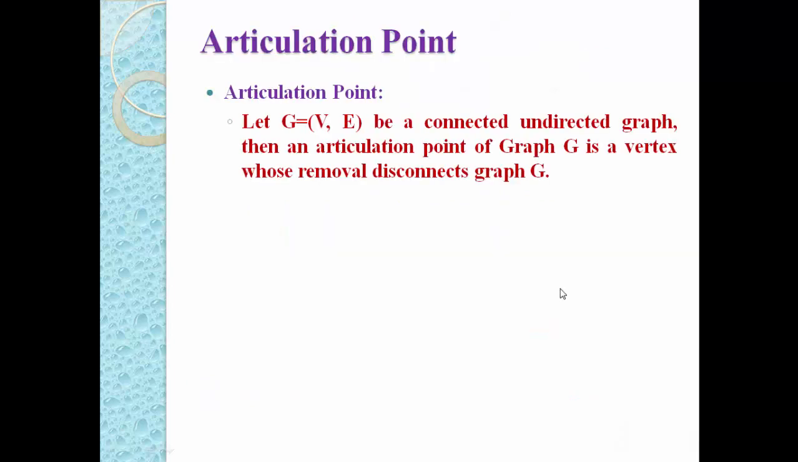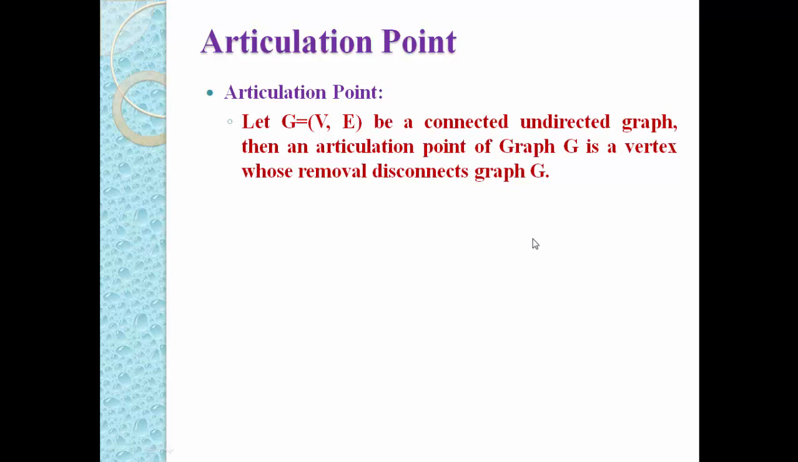First of all, let us understand what an articulation point is. Suppose we have one graph, and the graph has a number of vertices and a number of edges. Let capital G be a connected undirected graph, then an articulation point of graph G is a vertex whose removal disconnects graph G. Then this node or vertex is known as an articulation point.